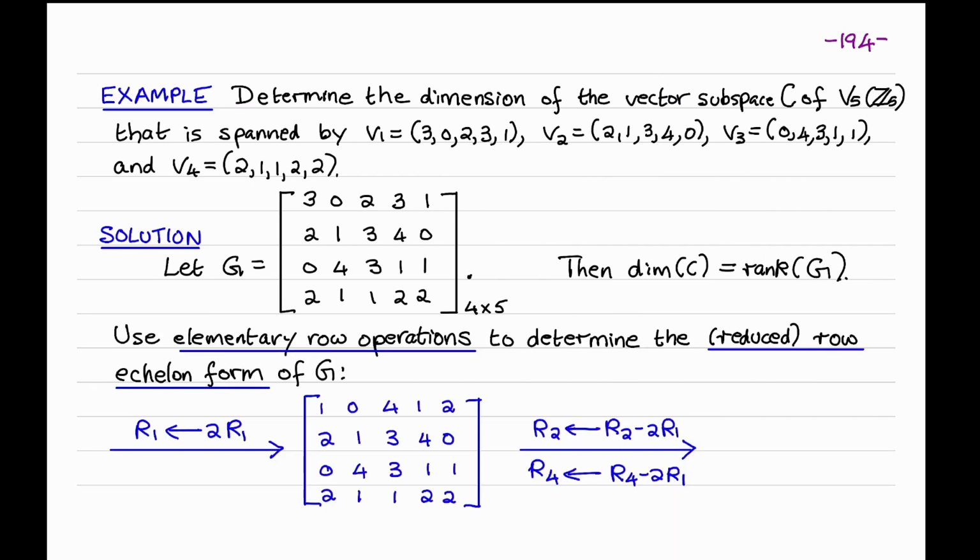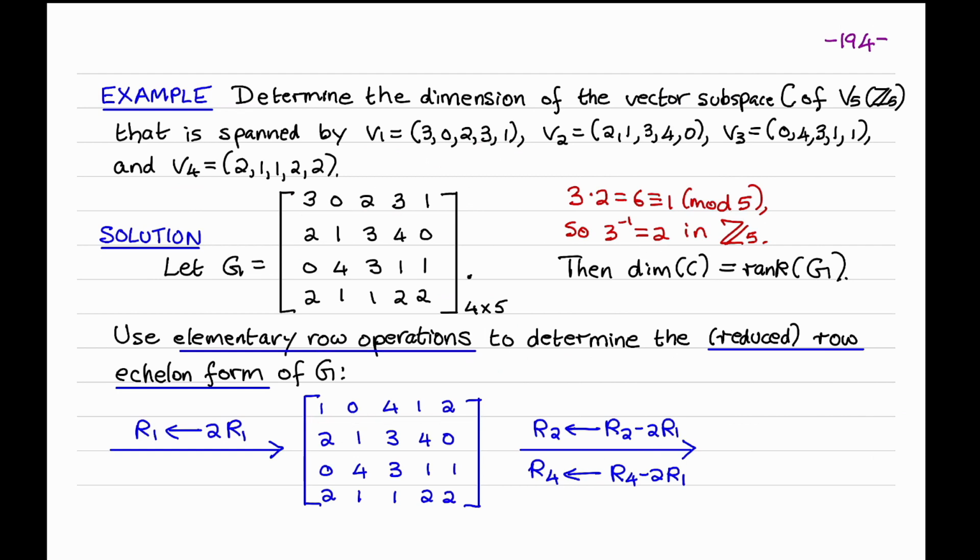So we'll use elementary row operations to determine a reduced row echelon form of the matrix G. I'll begin by making this leading entry 1 by multiplying the first row of G by 2. I chose 2 because 3 times 2 is 6, which is congruent to 1 modulo 5. And so the inverse of 3 in the integers modulo 5 is 2. So multiplying the first row of G by 2 gives this new first row.